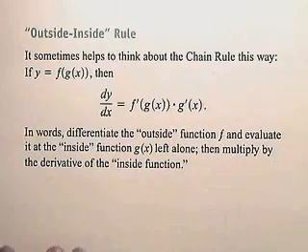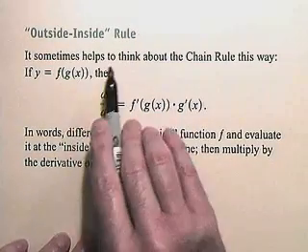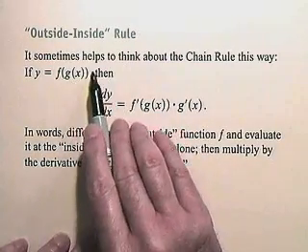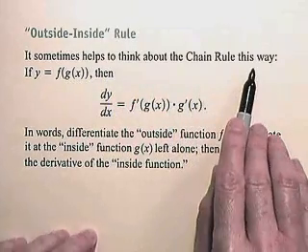Well, what we notice from the equation giving the derivative of the composite function is that you differentiate the outer function, evaluating at the inner function, and then multiply by the derivative of the inner function, sort of an outside-inside rule. Let's look at that next. So here's the outside-inside rule. It sometimes helps to think about the chain rule this way.